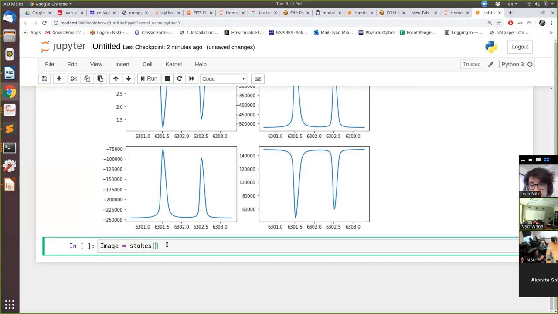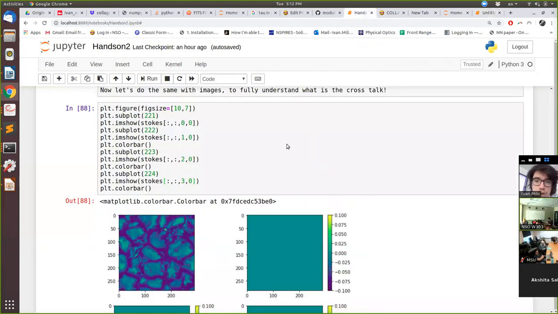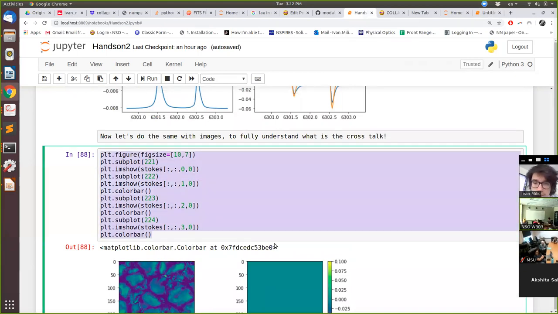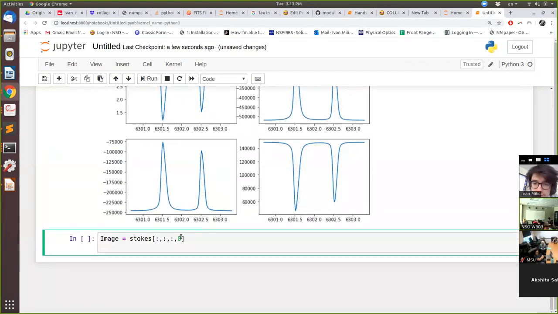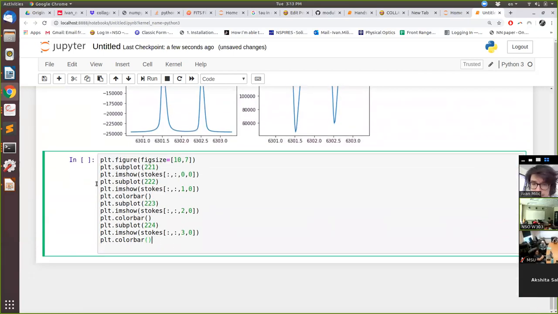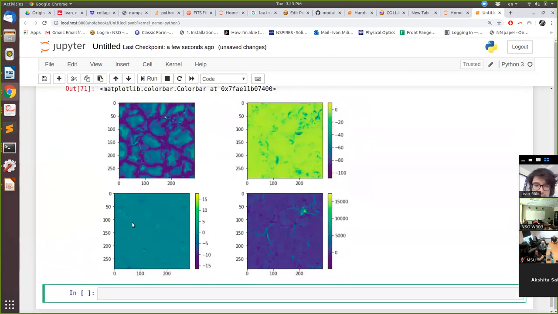I'm gonna take it as Stokes at one wavelength only, and I'm gonna plot that. So plot. Yeah, I'm actually gonna just copy the part from the other one because we are now running out of time a little bit. So we're gonna do this. Just gonna plot the original one, and it looks like this.